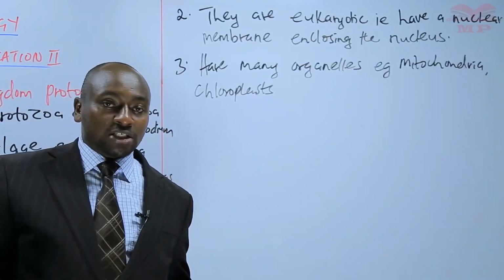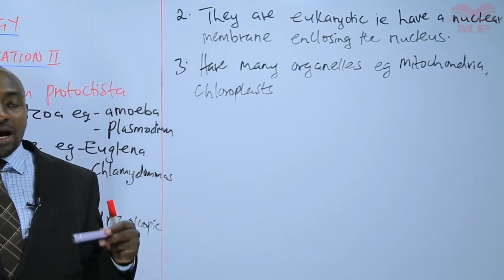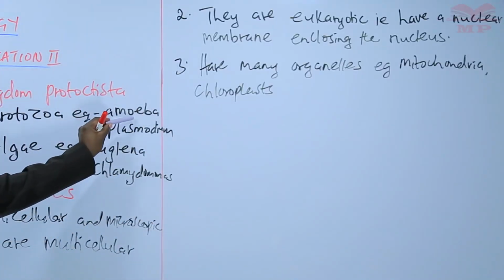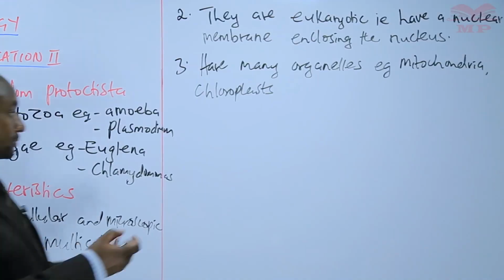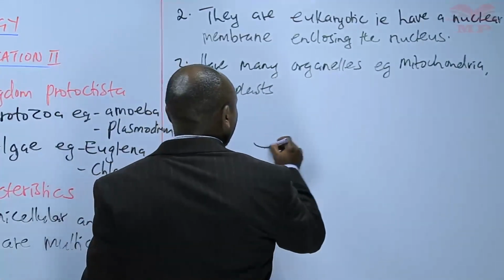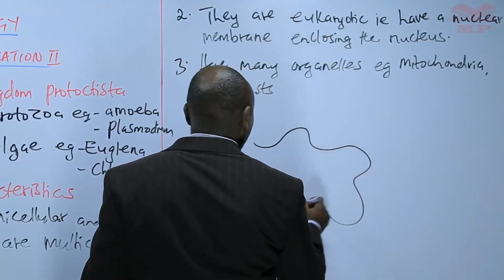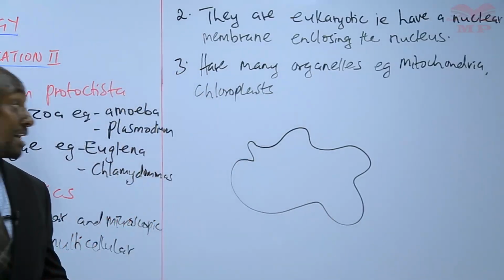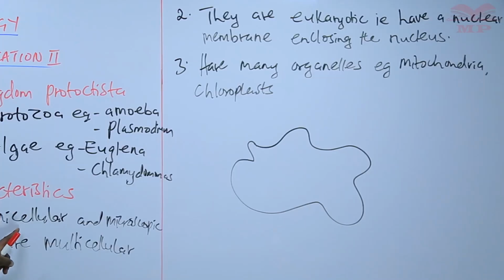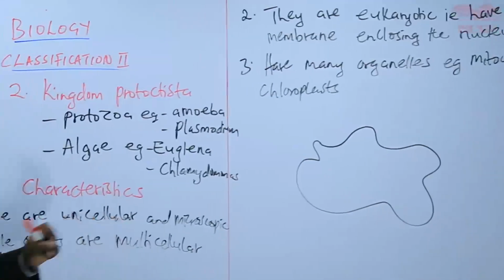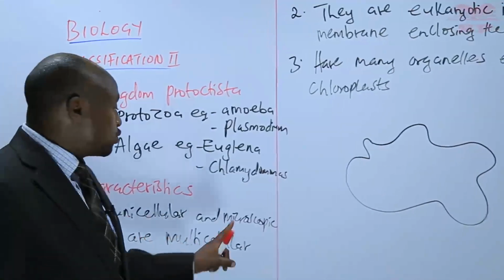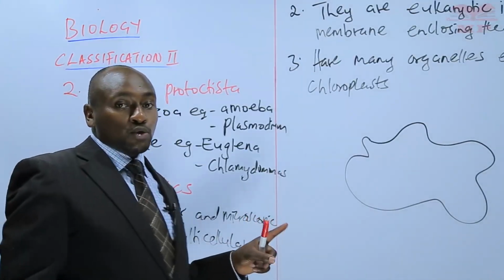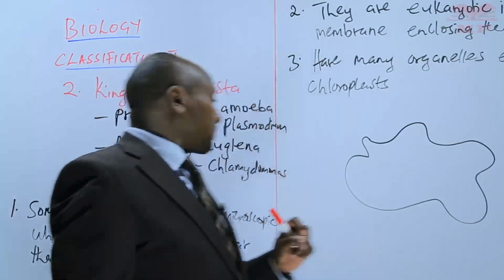Before we go on with the characteristics, we are going to look at how a general structure of a protozoa looks like. In this case, we shall take an example of an amoeba. So, the amoeba looks like this. One, you can see that it's a single cell, as we have mentioned here. It's unicellular. That means that if it's a single cell, you cannot see it with the naked eyes, so it's microscopic. You can only see it with the aid of a microscope.